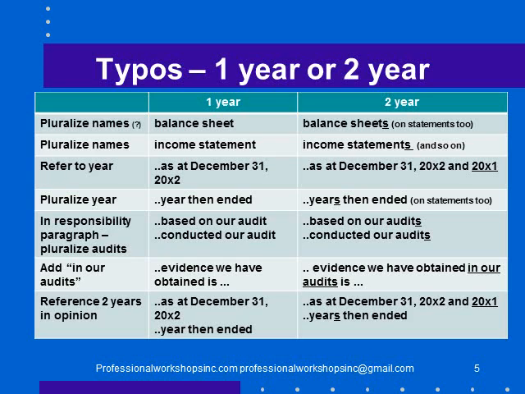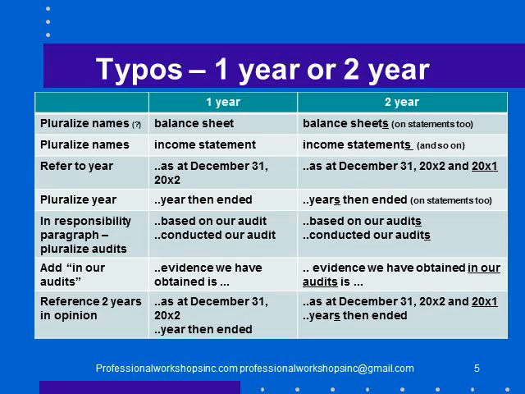Now you will of course refer to the years, so we have examined the balance sheet or audited the balance sheet as at December 31st X2, and in the 2 years you will say as at December 31st X2 and X1. And then you will have to pluralize the year. So we say, and for the year then ended. We will say, and for the years then ended. And on the statements as well, though again there's some divergence in practice, because if you say, and for the year ended December 31st X2 and December 31st X1, I guess it says it without the S.